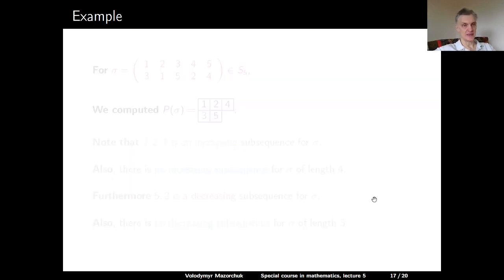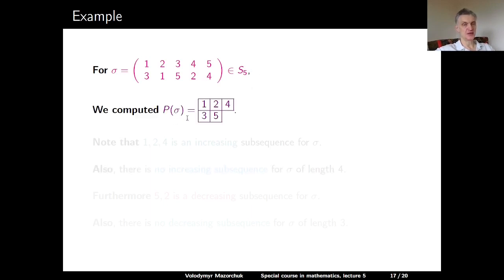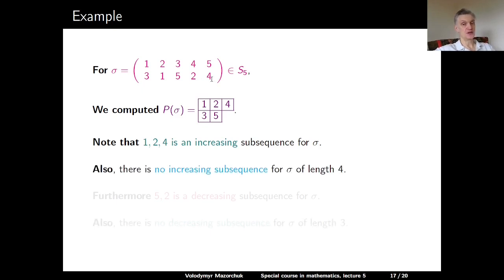Let us look at one example. For our permutation 3, 1, 5, 2, 4 in S5, we computed that the insertion tableau is of the shape 3, 2, and it has 1, 2, 4 in the top row and 3, 5 in the bottom row. Note that 1, 2, 4 is an increasing subsequence for sigma. So 1, 2, 4 is an increasing subsequence, and there is no increasing subsequence for sigma of length 4. So 3, which is the length of the first row, is the length of a longest increasing subsequence.